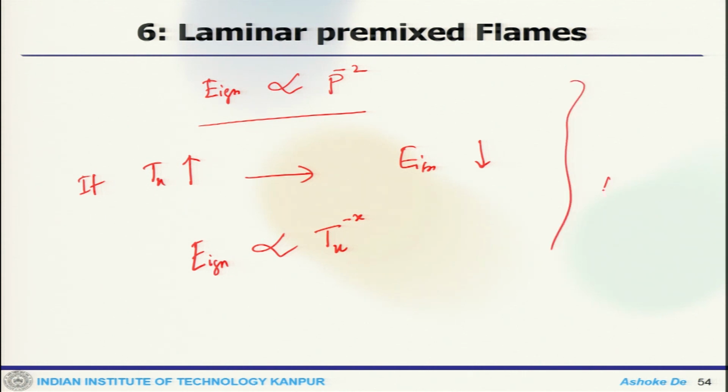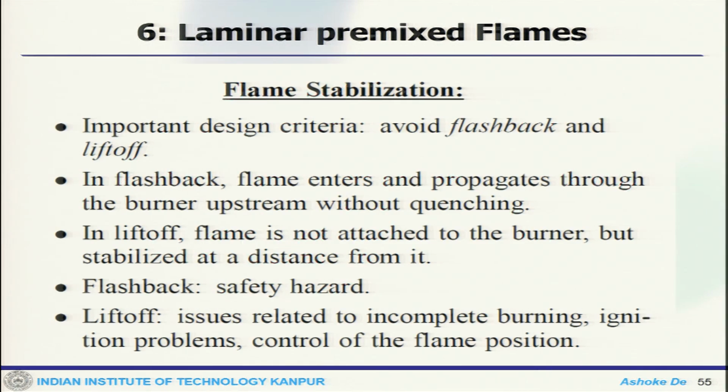So, these are my equation number 6.48. That is how it depends on pressure and temperature. Now, this is how one can do a simplified analysis for ignition energy and get that. Now, we will move to the last important point of premix flame, which is flame stabilization.